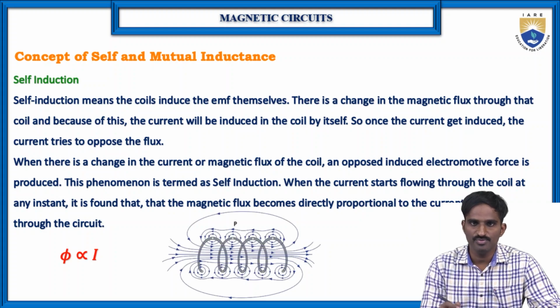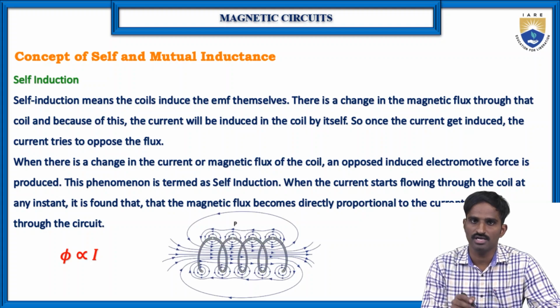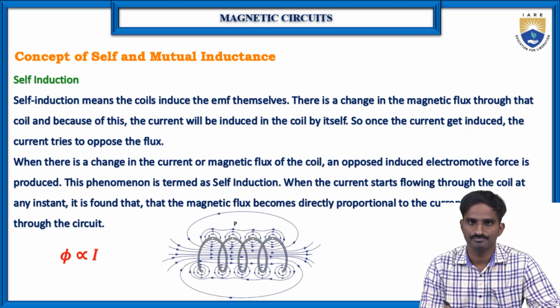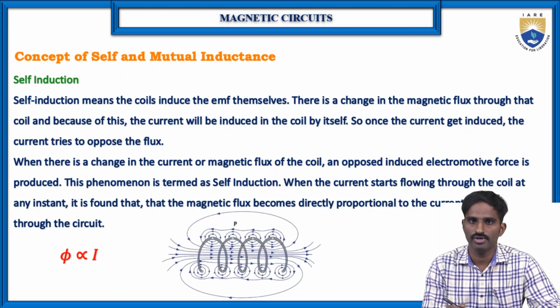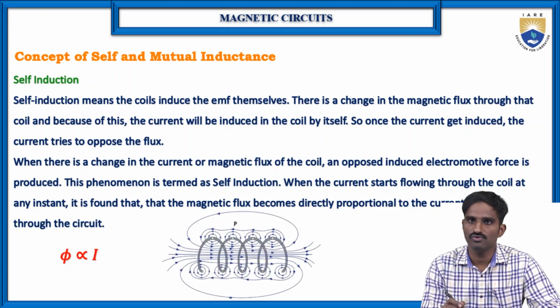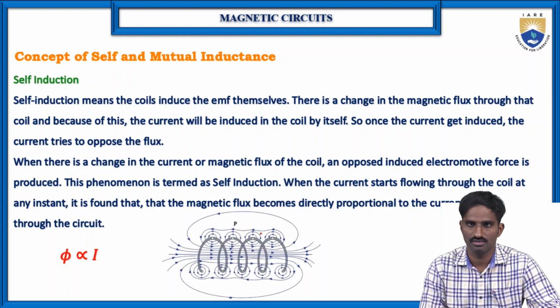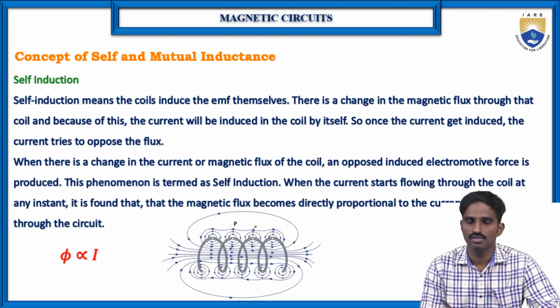Once the current gets induced, the current opposes the flux, because we have already learned Lenz's law. According to Lenz's law, the EMF induced in the coil will oppose the current flowing through that particular coil, right? How is the current flowing through the coil here? Because of the change in the flux or the change in the field. So both are vice versa: the current opposes the flux, or the flux opposes the current. So both are in opposite directions.